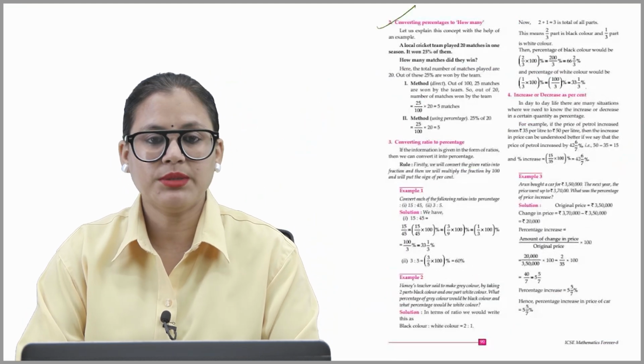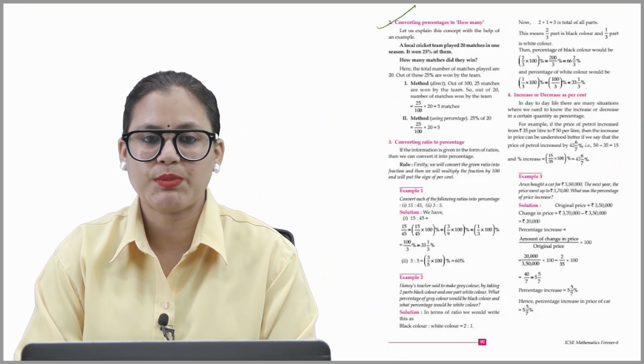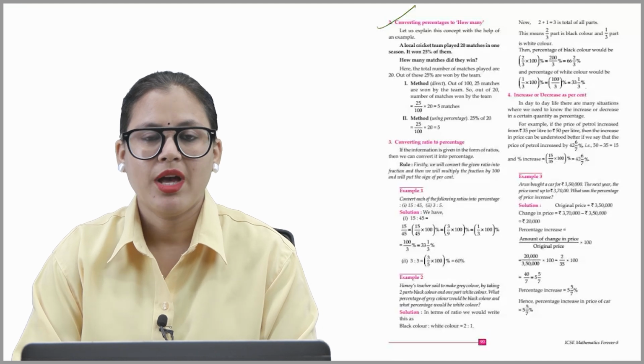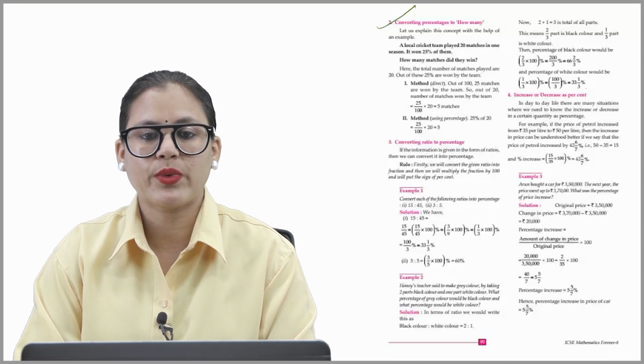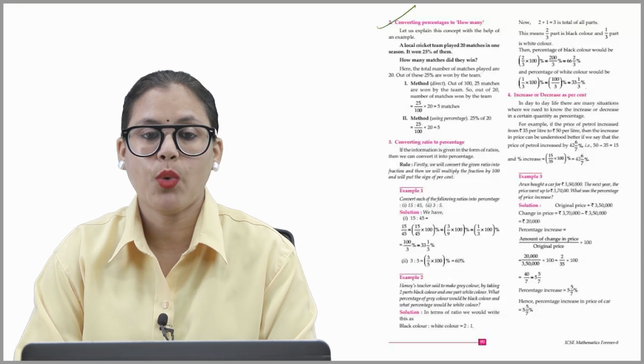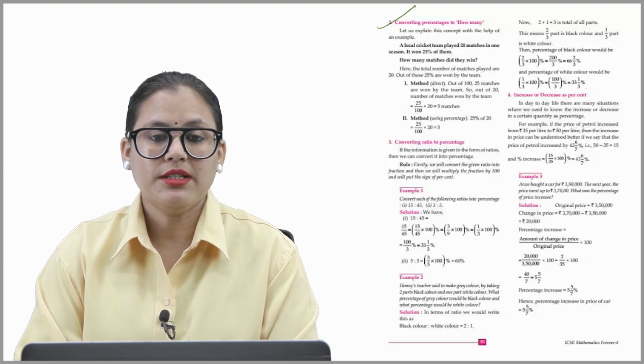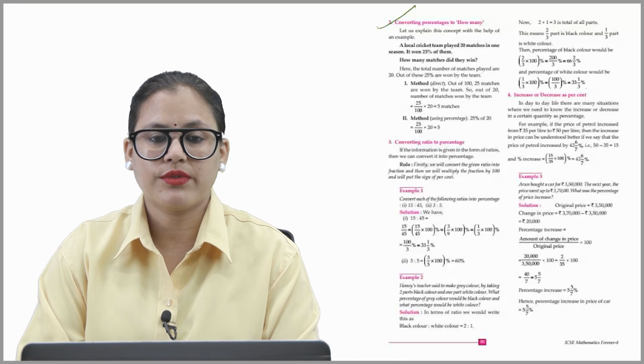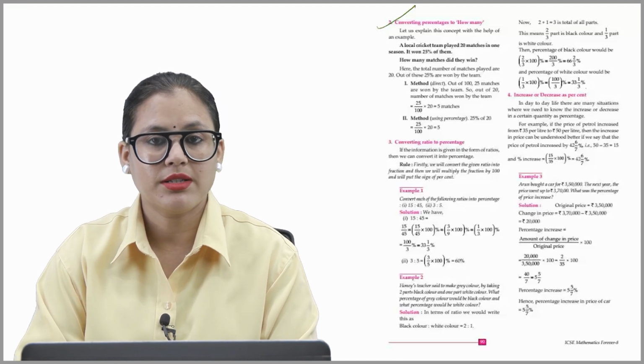Number 2, converting percentages to how many? Let us explain this concept with the help of an example. A local cricket team played 20 matches in one season. It won 25% of them. How many matches did they win? Here the total number of matches played is 20. Out of these, 25% are won by the team.